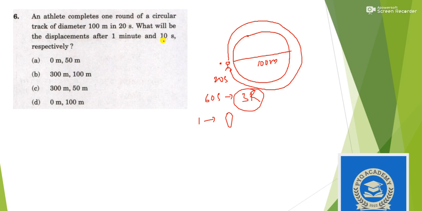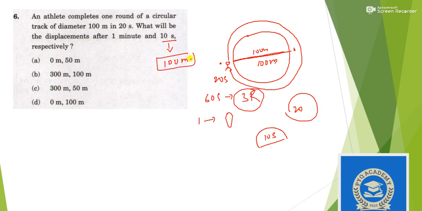And in the case of 10 seconds, if he can complete the whole round in 20 seconds, he must have completed half a round in 10 seconds. So after 10 seconds, he will be here. Displacement is the shortest distance, and the shortest distance is 100 meter. So in the second case, 100 meter is the displacement, and in this case 0 meter. So 0 and 100 is the option, and option D is the correct answer. Let's move to the next question.